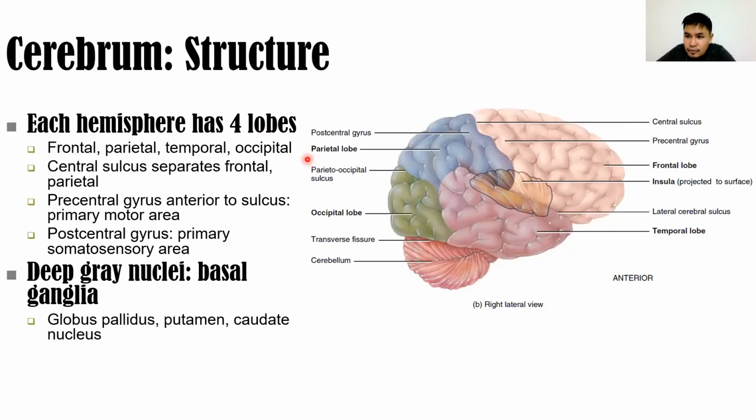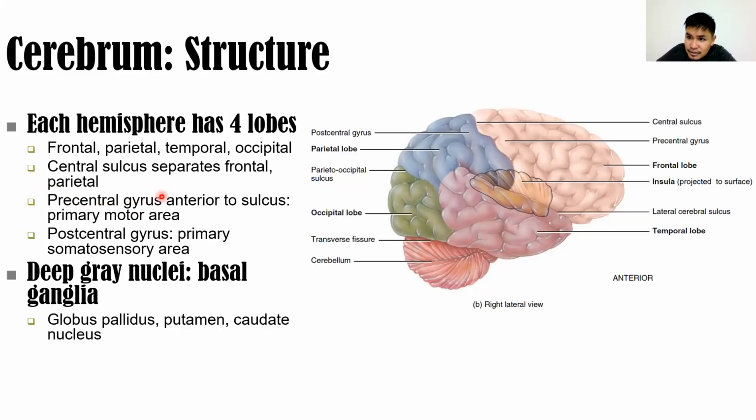Each hemisphere has four lobes, right? The left hemisphere has four lobes: frontal, parietal, temporal, occipital. This is the frontal lobe, parietal lobe, temporal lobe, occipital lobe. Central sulcus separates frontal and parietal. Central sulcus is in between the gyri, di ba? Yung line, parang line na folding. So your central sulcus, this one, separates the frontal from the parietal lobes.